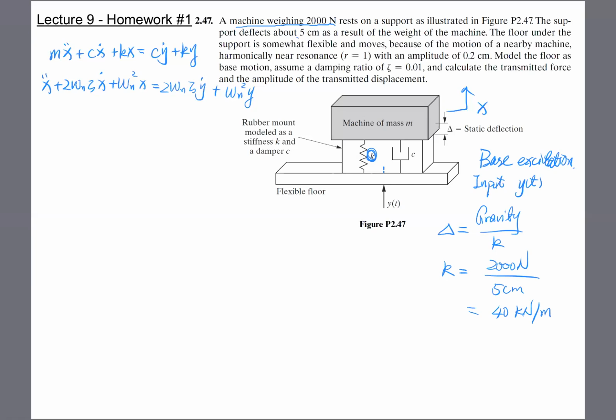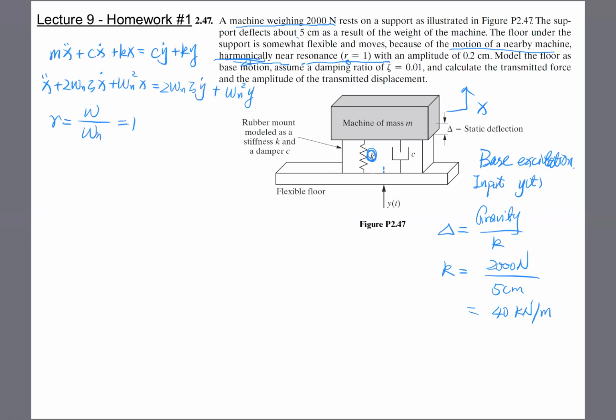Beyond that, we know the system is oscillating harmonically near resonance. The word harmonically indicates that we can use the transfer function. And when it's near resonance, we know r equals omega over omega n equals 1.